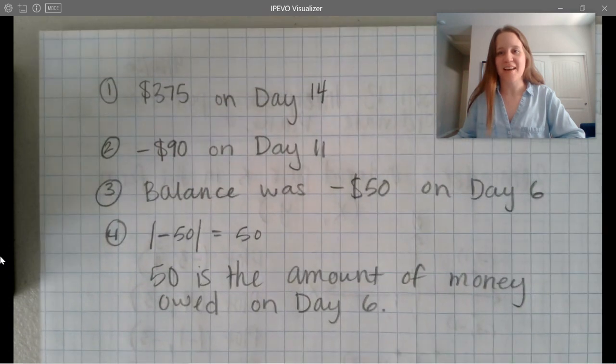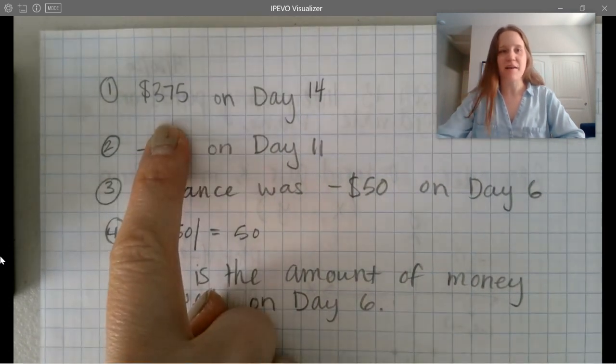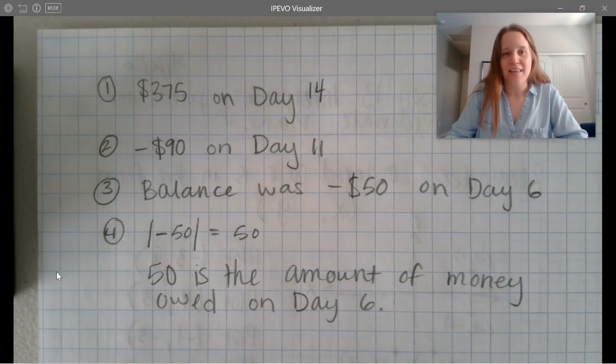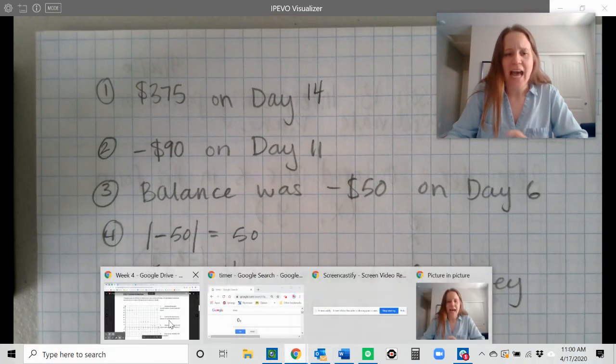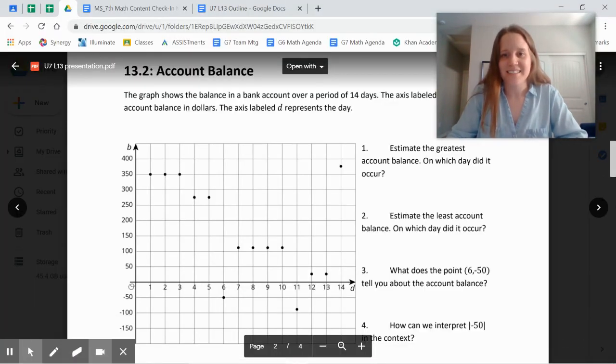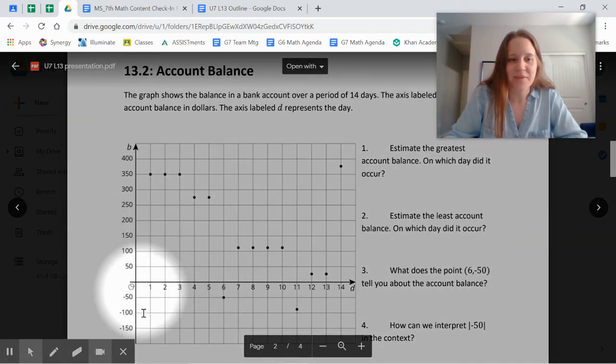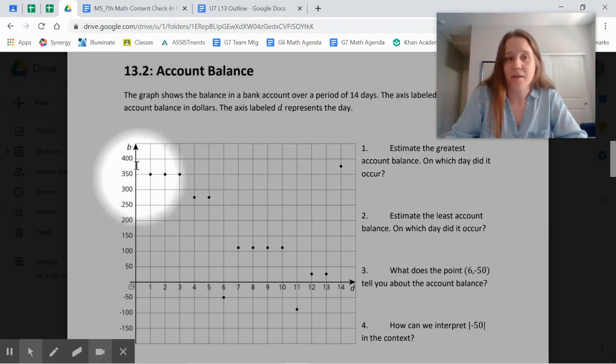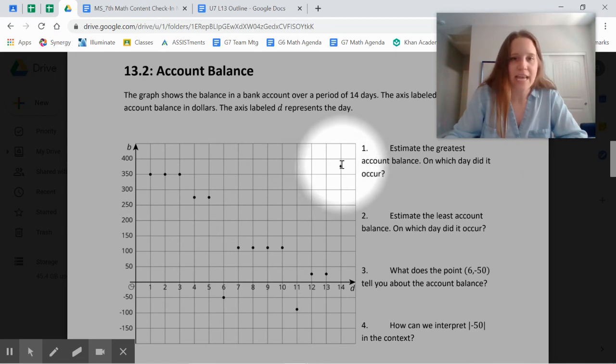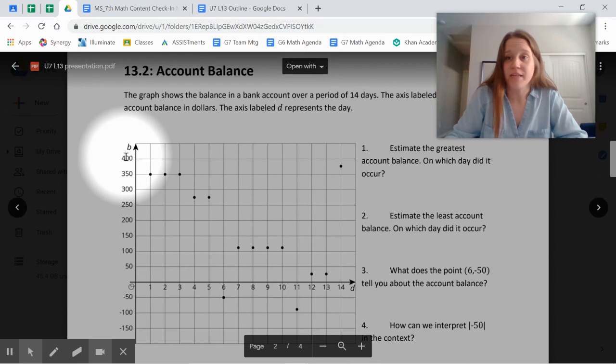The greatest amount of money that we saw on the graph was $375. That occurred on day 14. How did you know it was the greatest? Hopefully you were looking at the y-axis, knowing that this is the account balance. I'm looking for the point that is the highest up on that axis. So it represents the highest balance. It's $375. That's because it looks halfway between $350 and $400.